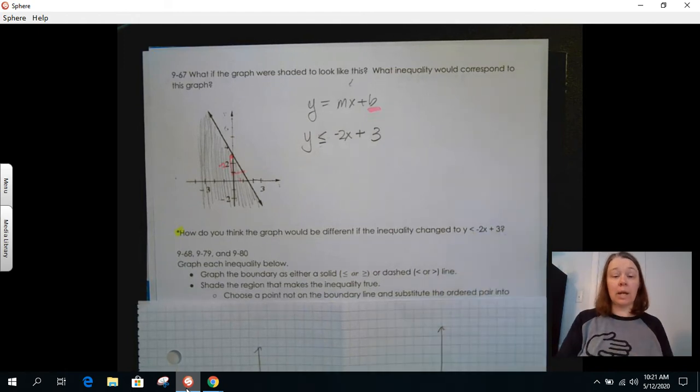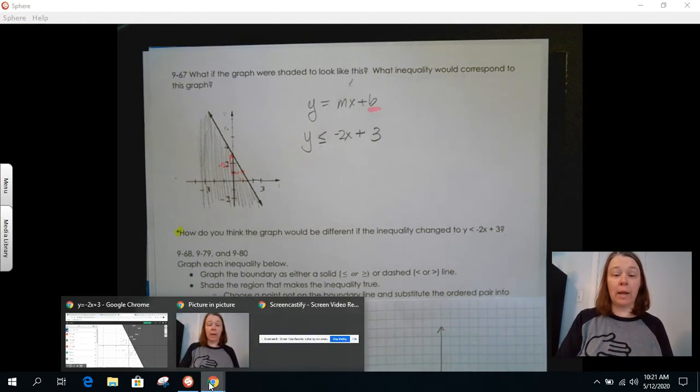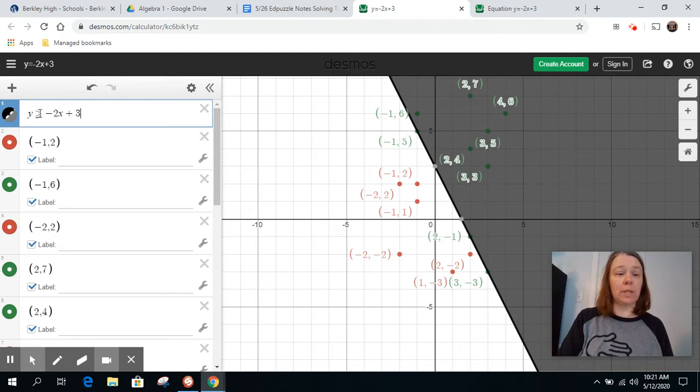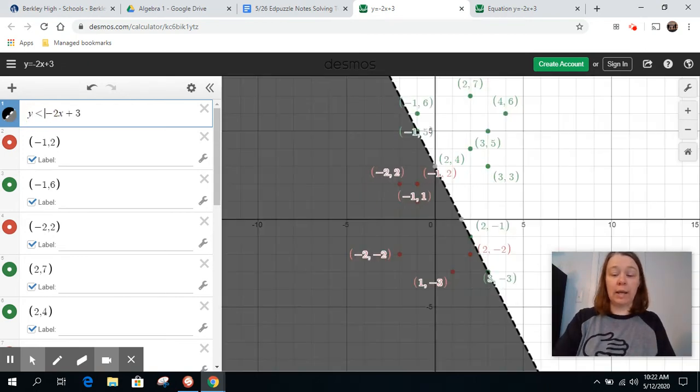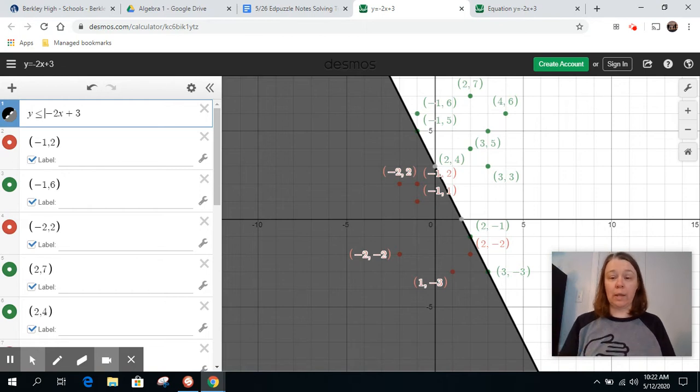Okay, so let's actually take a look at it here. Let's go back to our Desmos and let's change this. First, we're going to change it to less than or equal to. Okay, so that's that shaded graph we were just looking at. And so now you can see everything that wasn't a solution before now is a solution.